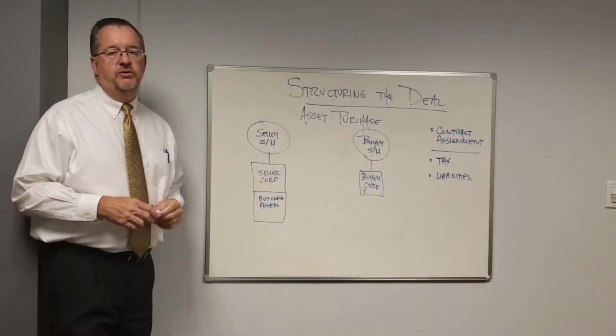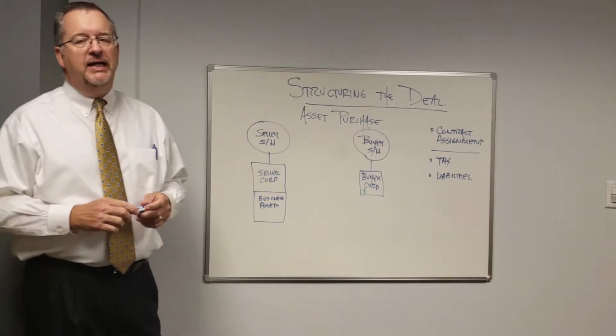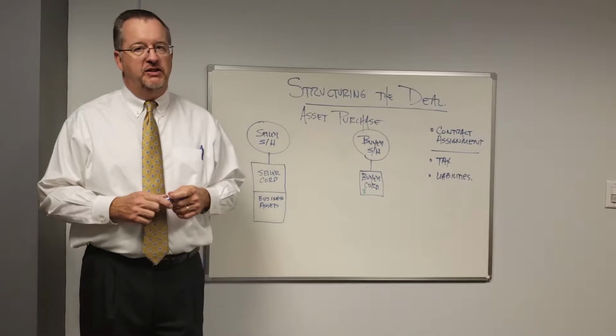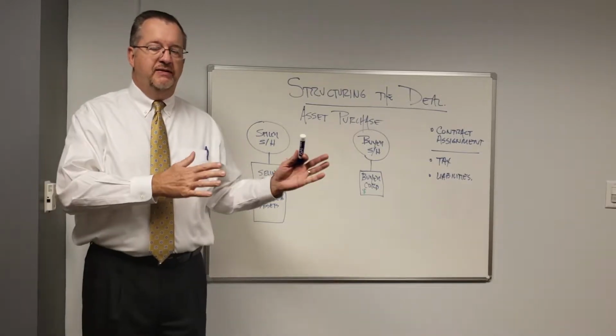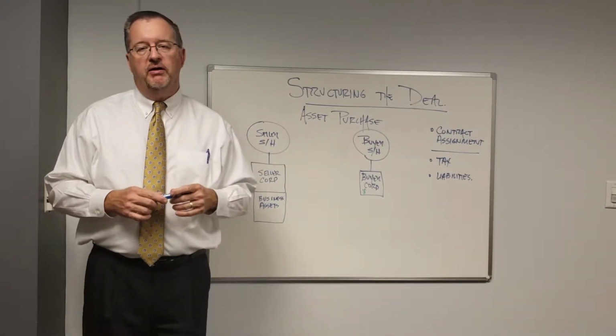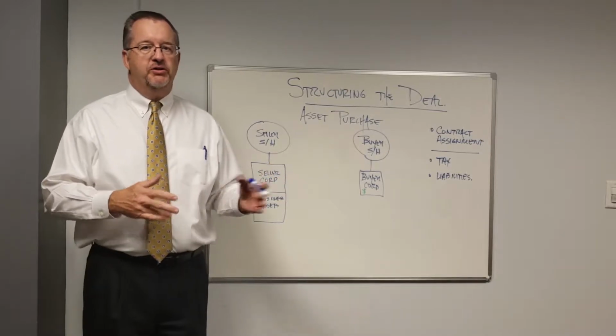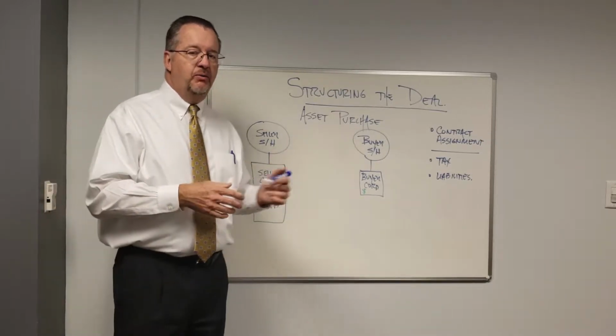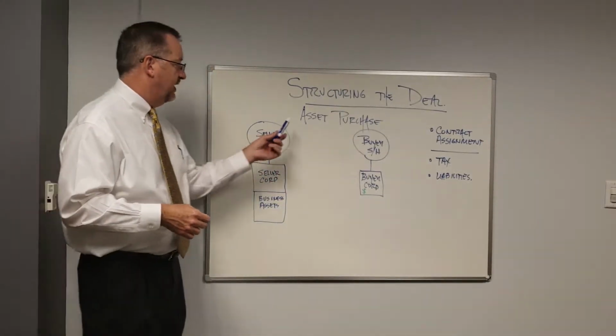This is video 2 of our Structuring the Deal in our Guide to Buying a Business video series. Previously in this Structuring the Deal part 1, we talked about stock purchase. In this video, we're going to talk about the asset purchase transaction.